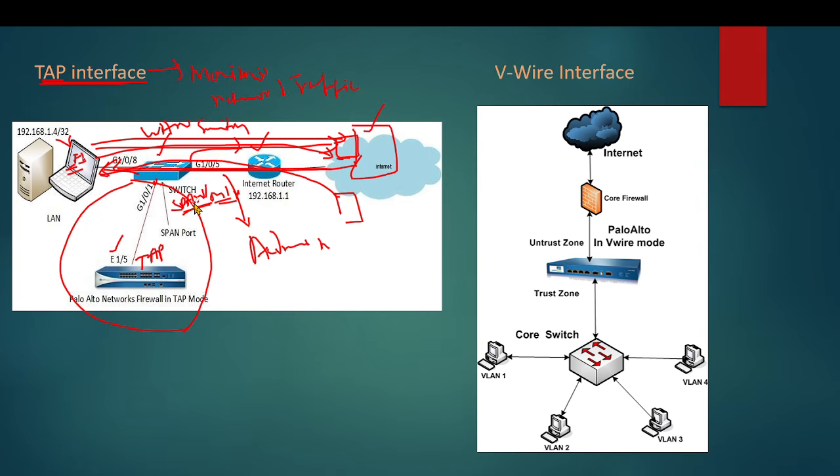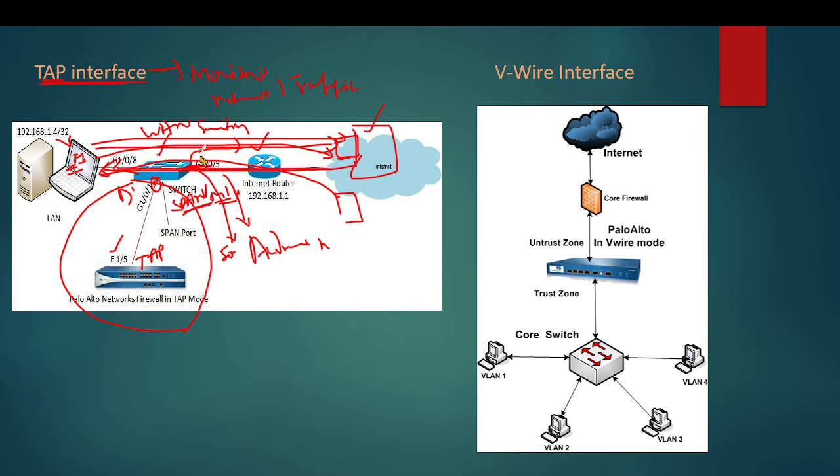Mirror means how we stand in front of a mirror: our reflection is seen on the other side. In the same way, we connect one interface on the switch and configure that switch as a mirror. On the other side where the traffic is received, this interface will be called the source mirror, and this one will be called the destination mirror.